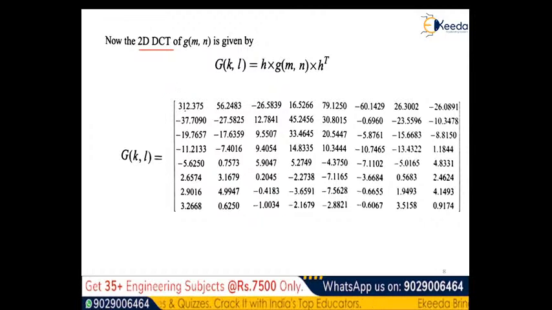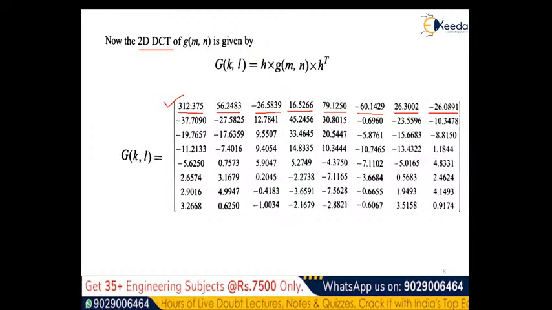The first value we have is 312.375 here. Next to that we have 56.2483. Then we have minus 26.5839. Next to that 16.5266, 79.1250. Then we have here minus 60.1429, 26.3002, minus 26.0891. So these are the values of the first row.